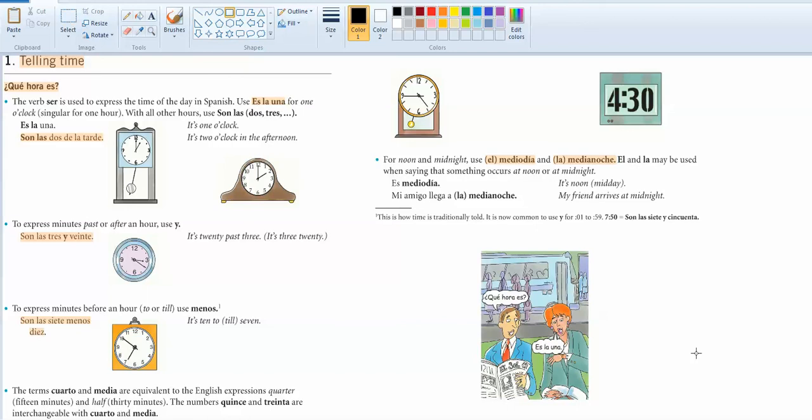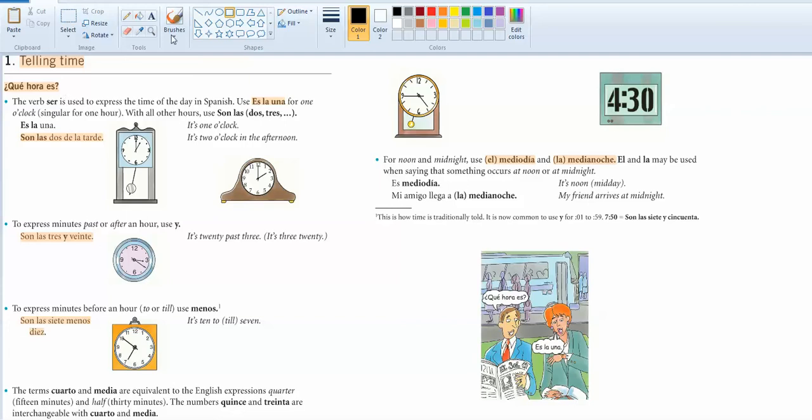Okay, I'm going to go ahead and talk to you about telling time. So first off, ¿qué hora es? If you're asked ¿qué hora es?, what you're being asked is what time is it? And there's two responses that you can use.